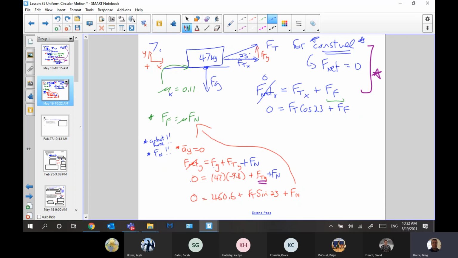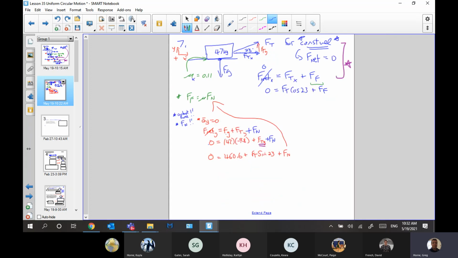Or alternatively, we could solve for friction force in both and set them equal. There's lots of ways we could go about this. So what would the easiest way be here? Let's see. I don't always necessarily do it the easiest way first, by the way. Sometimes afterwards I think, oh, I could have done something else. But it looks like normal force would be a minus 460.6, from solving out here, and a minus FT sine 23.